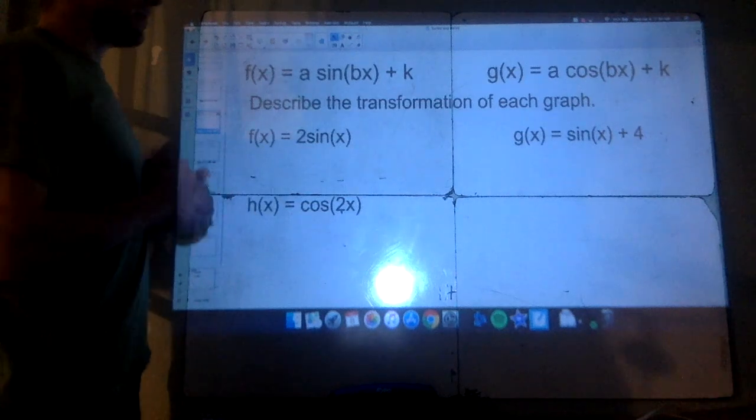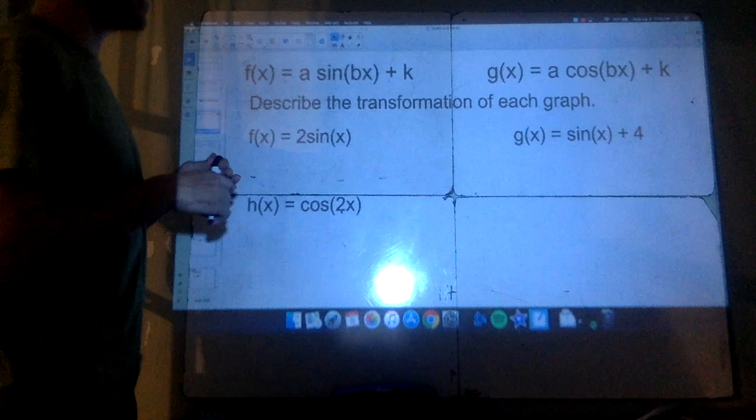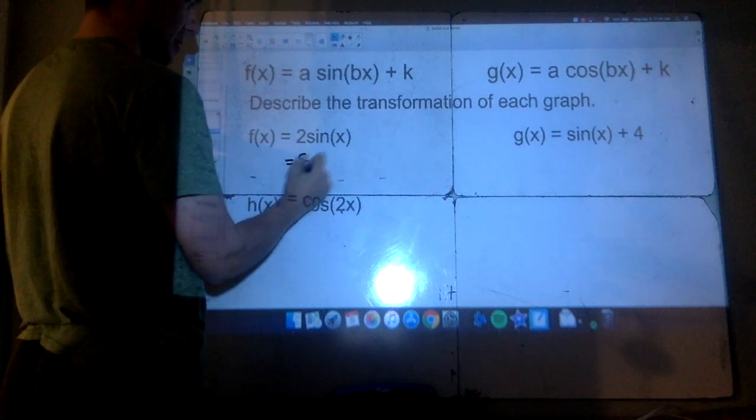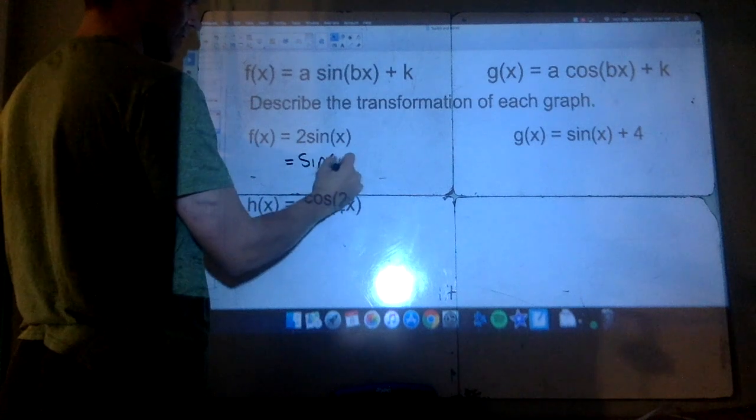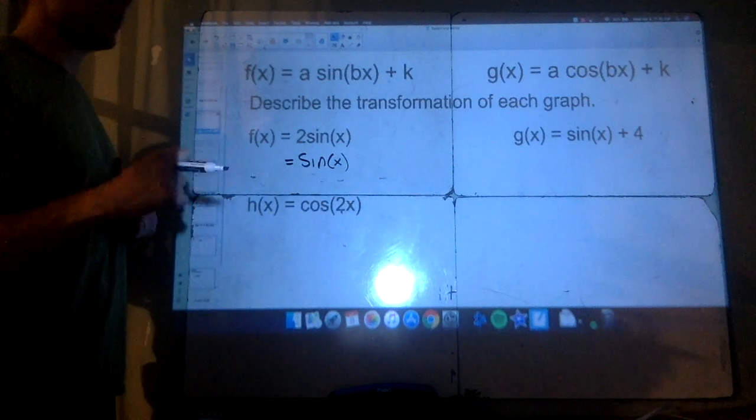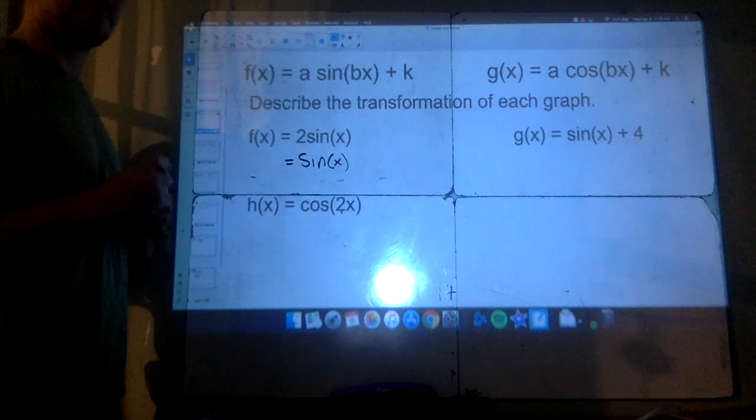To warm up, I want you to describe the transformation of each graph. So what that means is how is this different from just the graph of sine of x? That's what transformation means, is how did it change? So pause the video, take a second, then unpause, and we'll talk about it.